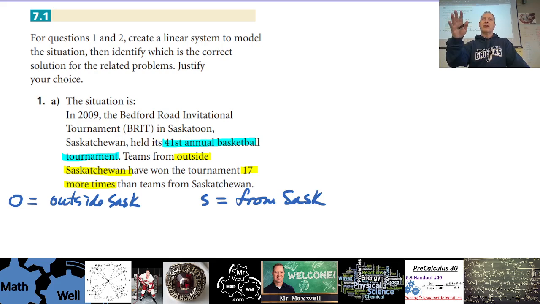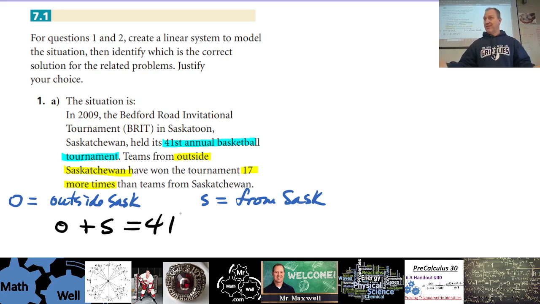Is there a hand over there? Go ahead and shout it out if you want. O plus S equals 41. Yes, very good. O plus S equals 41. There's been 41 tournaments, so there's been 41 champions. Make sense? And all the champions either come from inside Saskatchewan or outside Saskatchewan. So O plus S, the number of times outside Saskatchewan teams have won, plus the number of times inside Saskatchewan teams have won, have to equal 41.